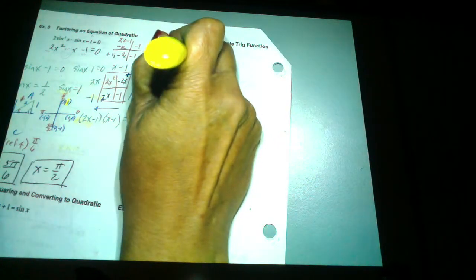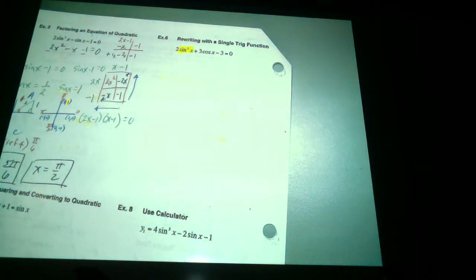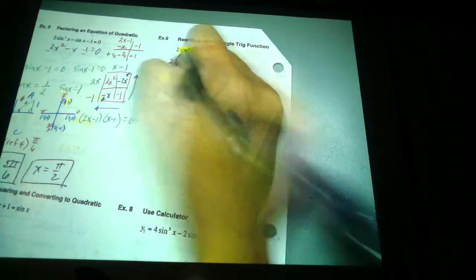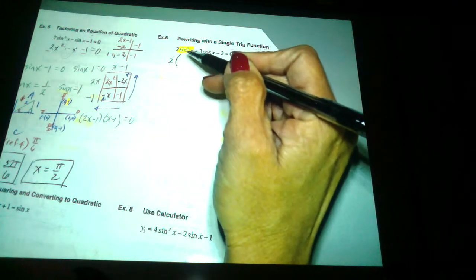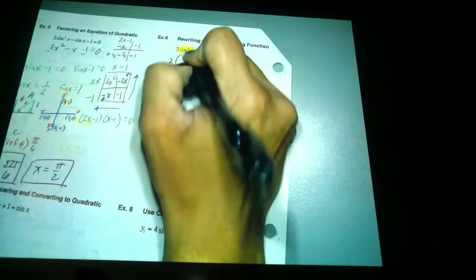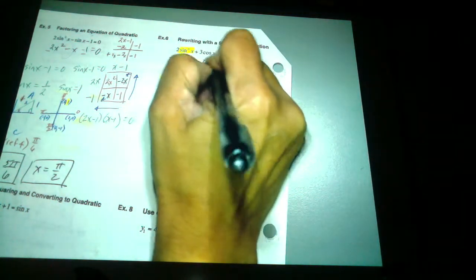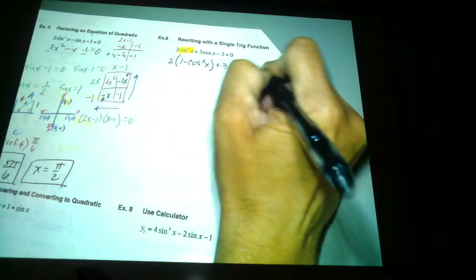Anytime you have something squared, sine squared, cosine squared, tangent squared, you can swap those out for their Pythagorean identities. So that's what we're going to do first. I'm going to swap out sine squared, and be careful that you swap out correctly. Sine squared is equal to 1 minus cosine squared of x, so 2 times (1 minus cosine squared x) plus 3 cosine of x minus 3 equals 0. So now we're going to have all cosines, which is good. I'm going to distribute my 2 into parentheses. So I get 2 minus 2 cosine squared x plus 3 cosine of x minus 3 equals 0.